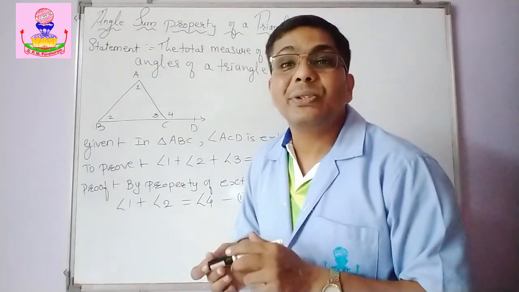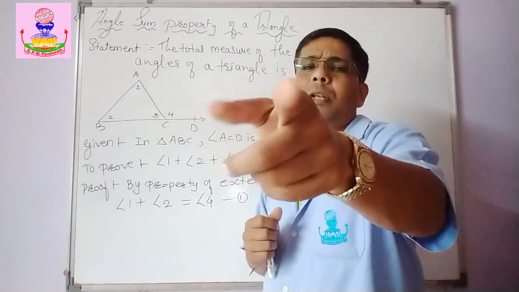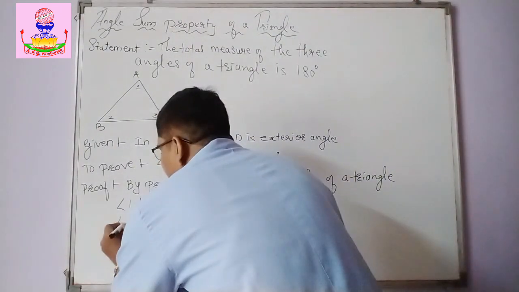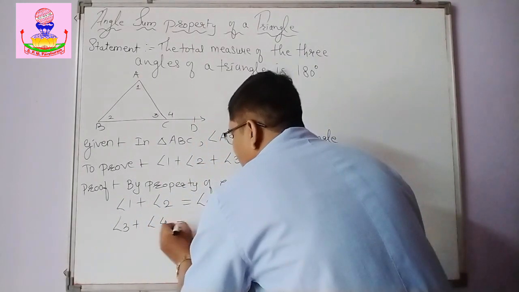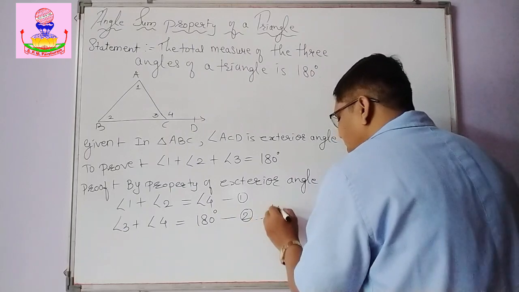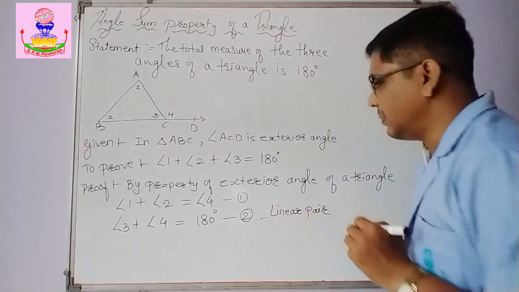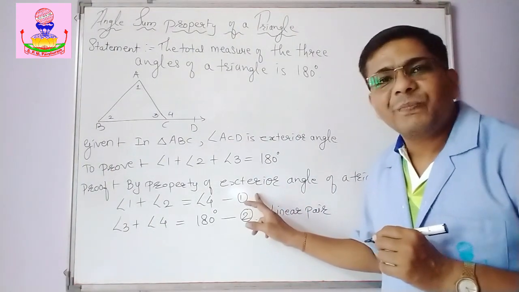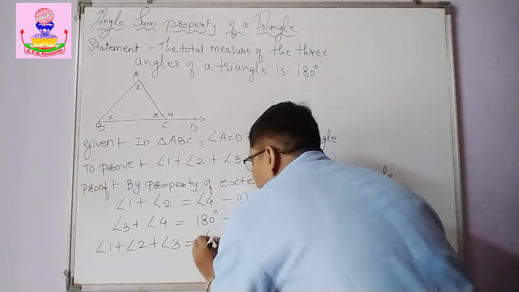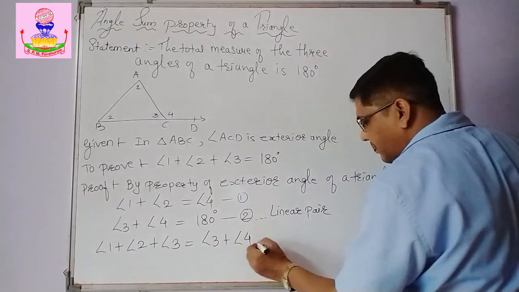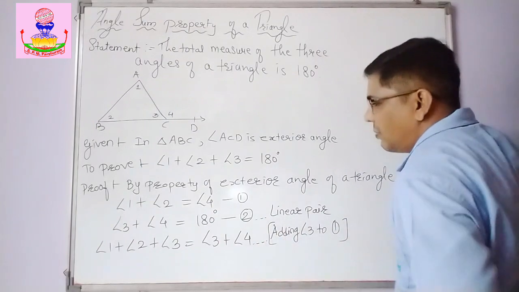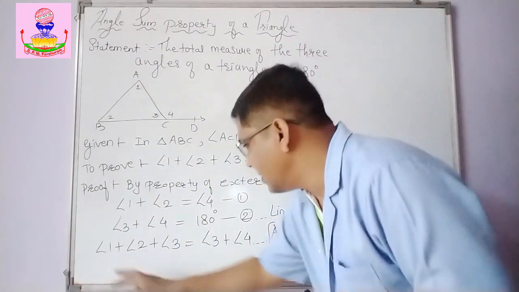We also know that angle 3 plus angle 4 is equal to 180. Why? Yes, absolutely right, because they are a linear pair. I have told you, right? So angle 3 plus angle 4 is equal to 180 degrees. So this is number 2, because of the linear pair. Now what do you do? Add angle 3 to statement 1. So it becomes angle 1 plus angle 2 plus angle 3 is equal to angle 3 plus angle 4. So we have added angle 3 to statement 1.